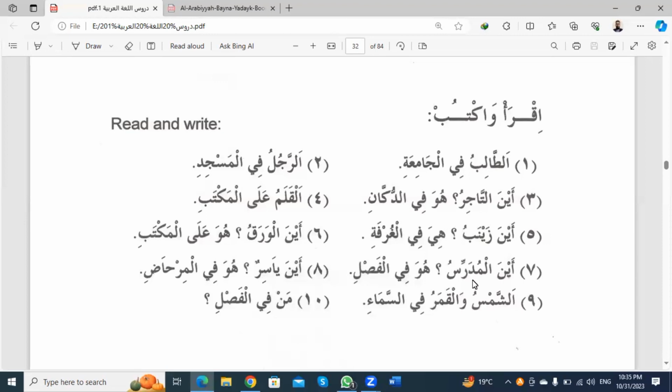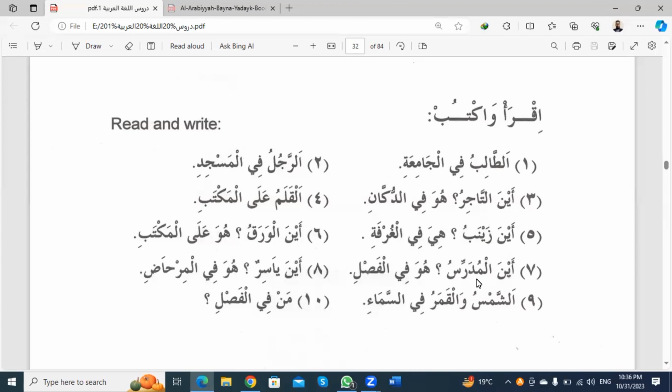Got it? Yes. Al-Mudarrisu is teacher, the teacher. Ad-Darsu is lesson. And Al-Madrasatu, the school. Very good, excellent. Aina al-Mudarrisu? For lesson you say Ad-Darsu, with an N at the end, and with al at the start it is Ad-Darsu. Here is al-mudarris. Where is the teacher?